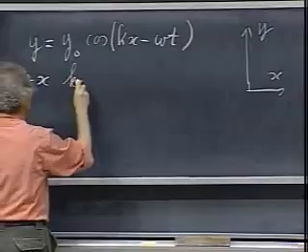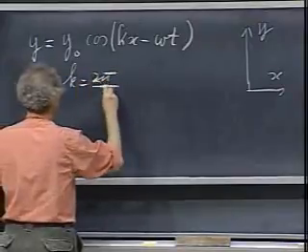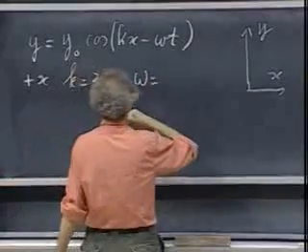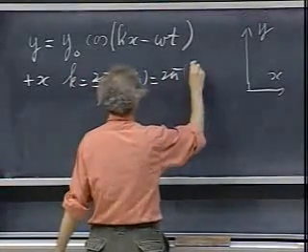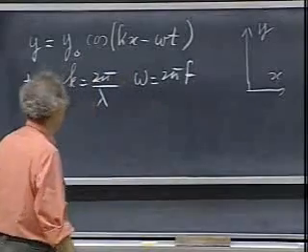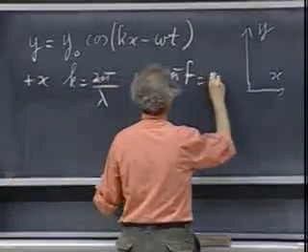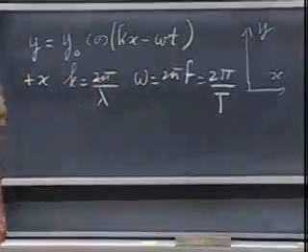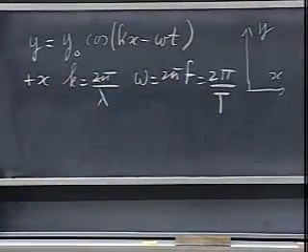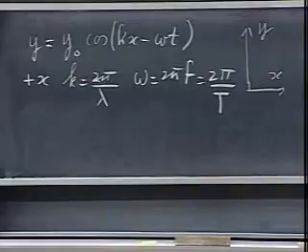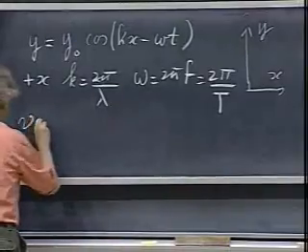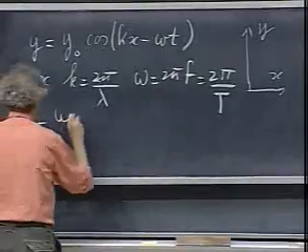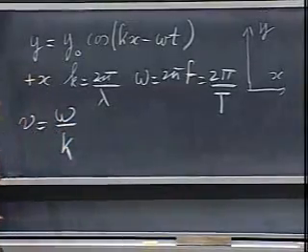k gives me all the information on the wavelength. It's 2 pi divided by lambda. Omega equals 2 pi times f, f being the frequency in hertz, which would also be 2 pi divided by capital T, the period of one complete oscillation. The speed of propagation, the speed at which the disturbance propagates in the x direction, is omega divided by k.